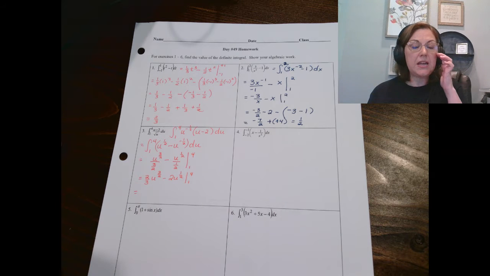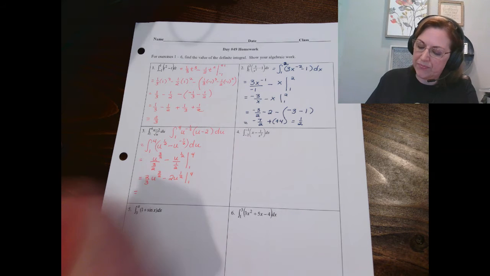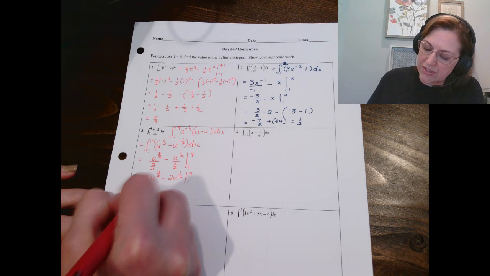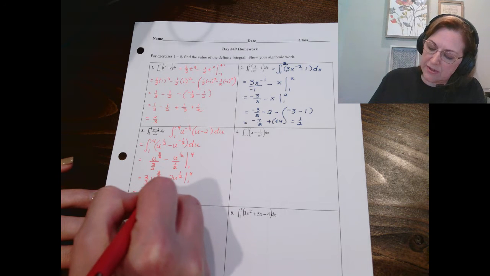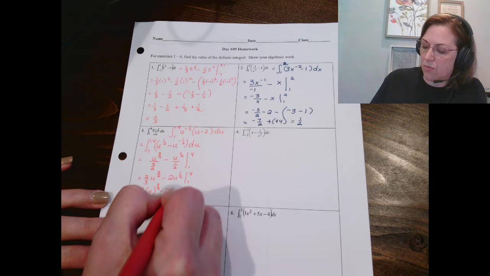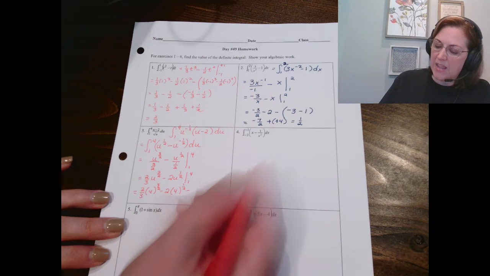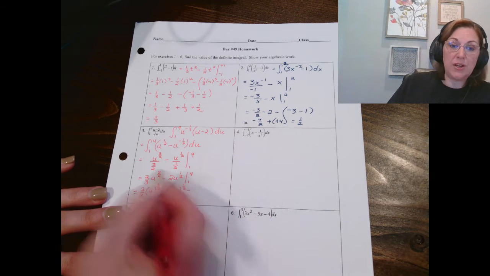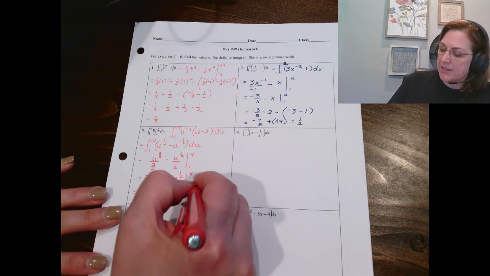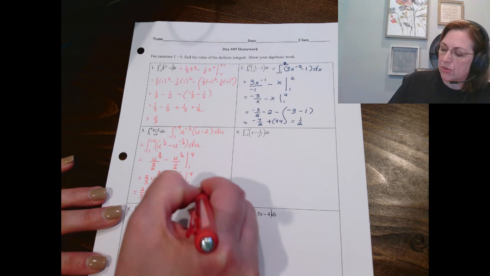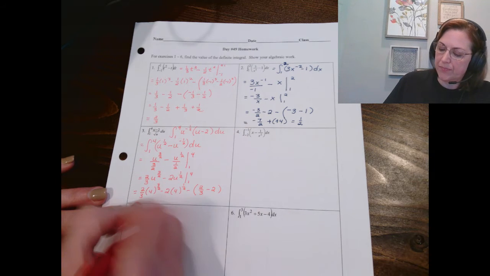So let's put in 4 first. So I've got 2/3 times 4 to the 3/2 minus 2 times 4 to the 1/2. And then minus, now when I put in 1, it's going to be raised to a power. It's not going to matter. So I'm going to just have 2/3 minus 2 there.